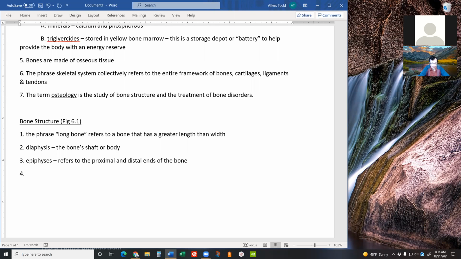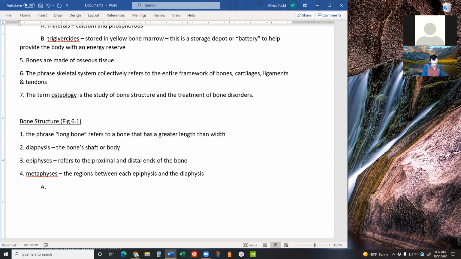Next, number 4, we need to mention the metaphyses. If you look at your image in figure 6.1 there, you notice that there are also 2 metaphyses, because there's 2 ends to the bone. The metaphysis is the region between a specific epiphysis and the diaphysis. So it's the in-between zone there. Metaphyses: this is the regions between each epiphysis and the diaphysis.